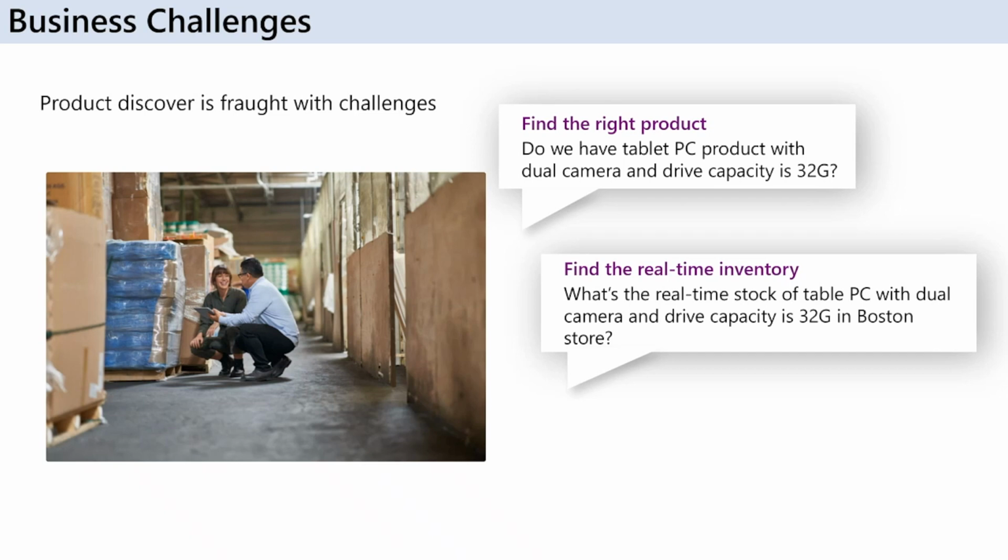Let's take a high-tech company's business scenario. For example, the sales staff want to quickly check whether there's a tablet PC product with dual cameras and a drive capacity of 32 gigabytes in the warehouse, whether our company can offer this product with specific attributes. If yes, the sales staff want to know the real-time stock of this product in, let's say, the Boston store, so they can place a sales order directly for a customer in just one click to avoid overcommitment to the customer.